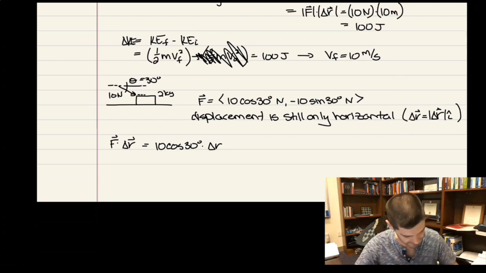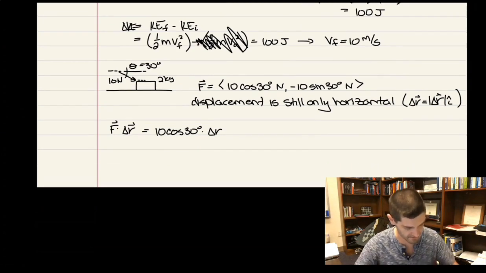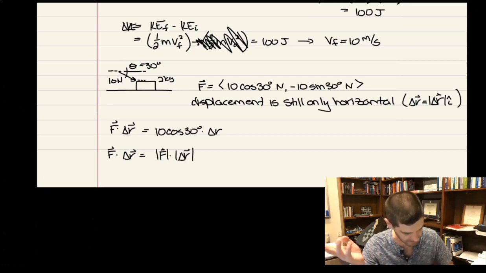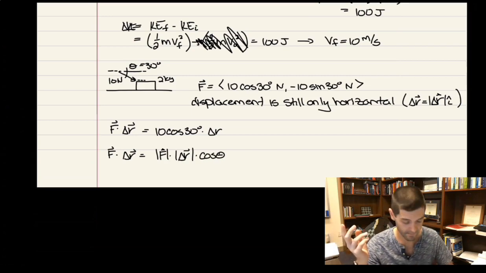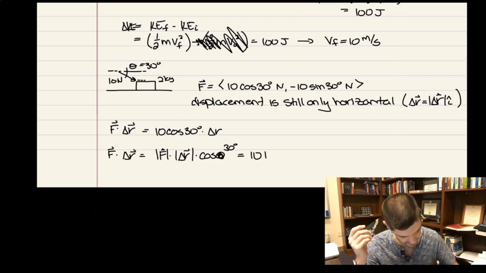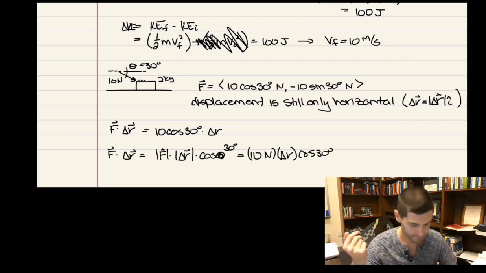Could have also thought of this as if F is 10 newtons, right? F times delta R is the same thing as the magnitude of F, which is 10, times the magnitude of the displacement, which is that delta R, times the cosine of the angle between them. But that angle is just 30 degrees. So again, this gets you 10 newtons times delta R times cosine of 30 degrees. You get the same answer.